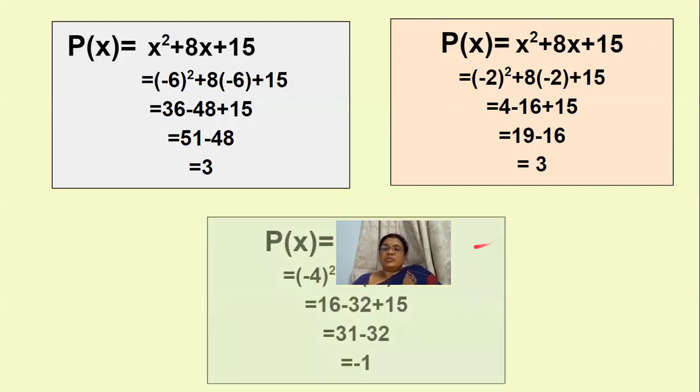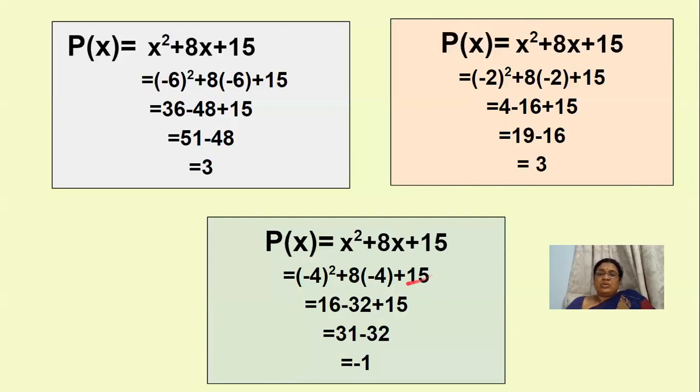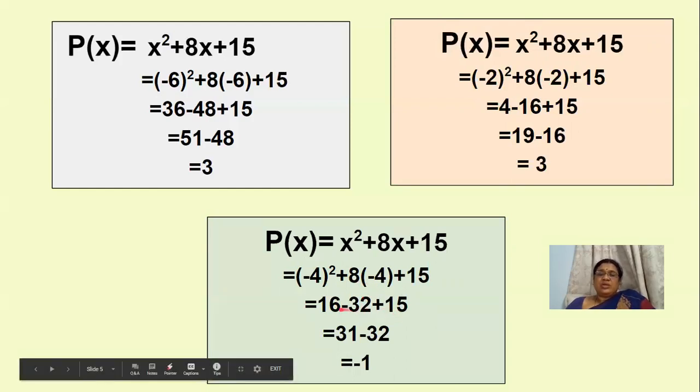Next one. Here, in this one, I have taken x as -4. So you will get 16. 4 fours are 16, no? And plus minus, it is minus 8 fours are 32. And here you have 15. When you add 16 plus 15, it is 31, right? It is 31 and minus 32. The answer will be -1.